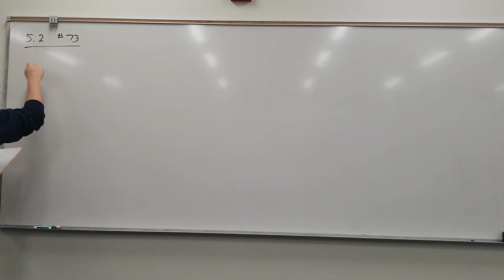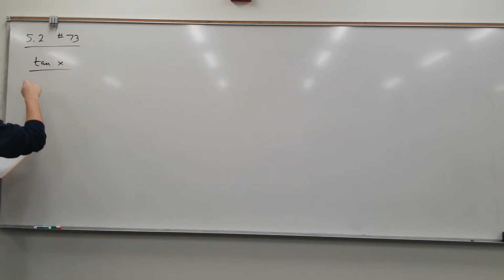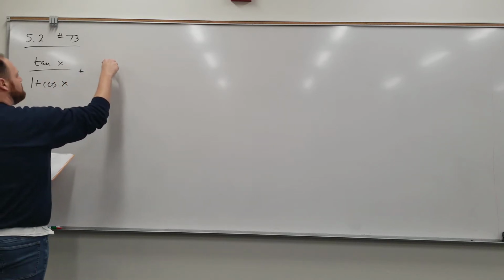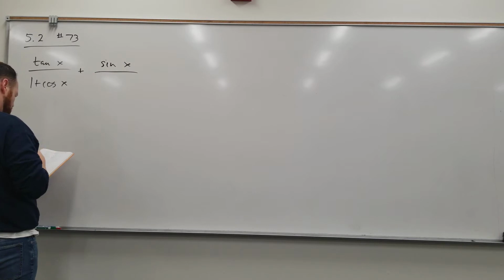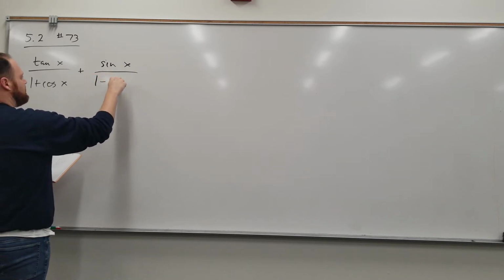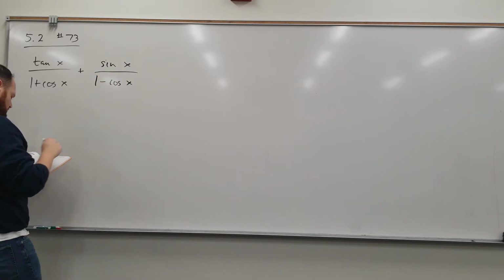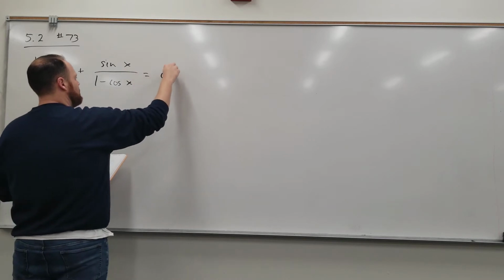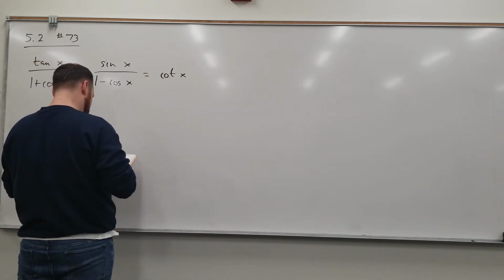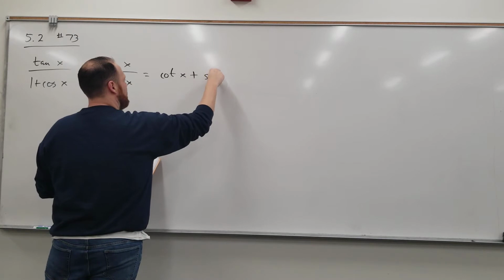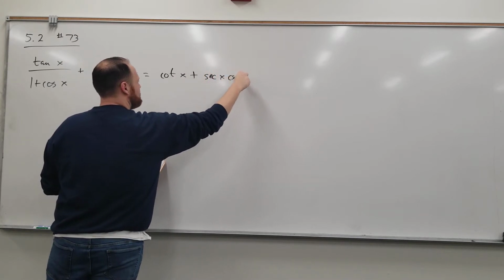Okay, so that's tan x over 1 plus cosine x plus sine x over 1 minus cosine x equals cotangent x plus secant x cosecant x.